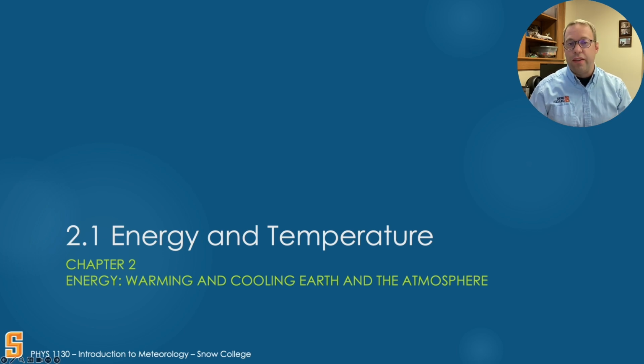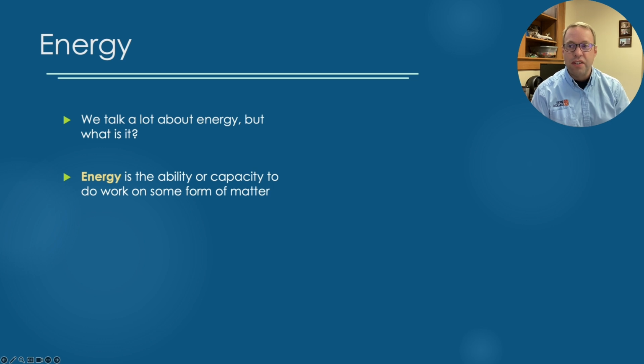at least a very loose definition because it gets a lot more complicated the deeper you get into physics. And we'll also look at what temperature is as well as the different temperature scales. Okay, so first of all, energy comes up in our lives every day. We talk about it all the time, but what is it? There is a very complicated definition to this, but the simplest definition that we can give to it is the ability or the capacity to do work on some form of matter.